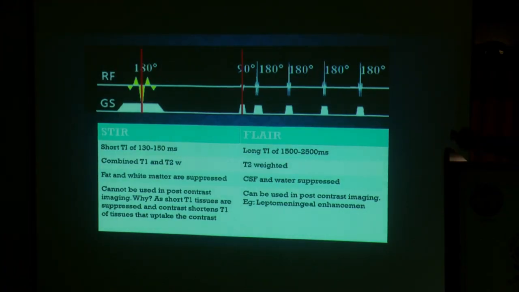So basic difference between STIR and FLAIR are short TI, long TI, combined T1 and T2 effects in STIR and T2 weighted imaging in FLAIR. I have to ask one important question here. Can we use contrast enhanced imaging in FLAIR sequence? Yes, contrast enhanced sequence can be done for FLAIR to detect meningitis, but for STIR we cannot employ contrast enhanced imaging. Identify the sequence here.